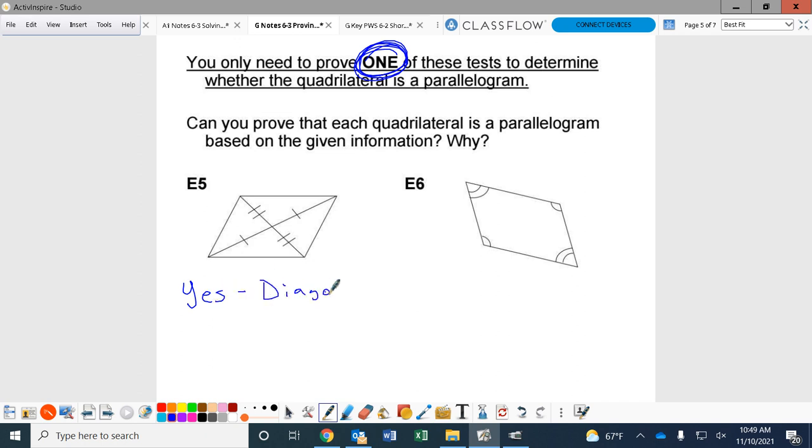Diagonals bisect each other. The diagonals bisect each other. That is the rule that tells us that we can guarantee that is a parallelogram, because we have markings showing that the diagonals cut each other in half.